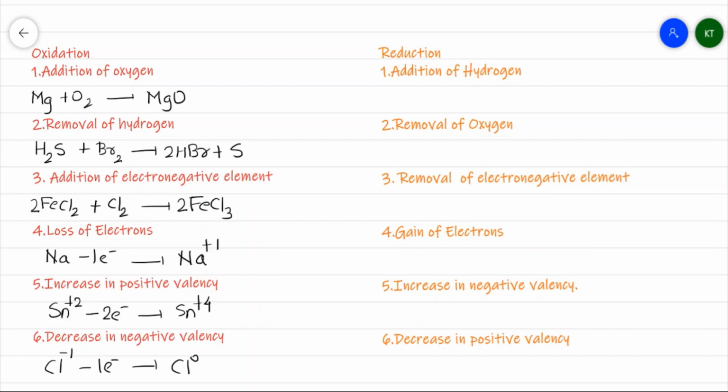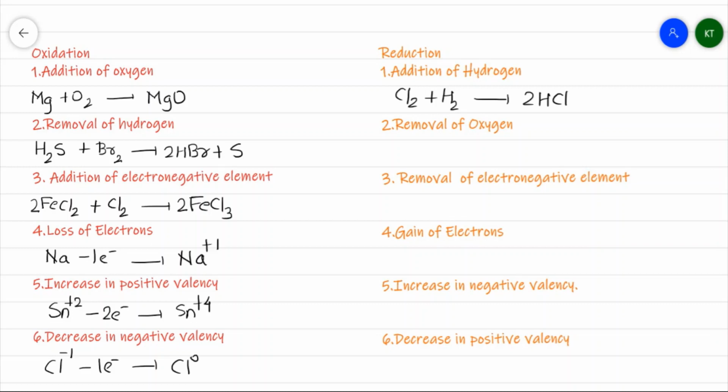Now let us focus on the definitions of reduction. Now, first is addition of hydrogen. So let me have chlorine react with hydrogen gas in order to give me hydrogen chloride. So I say that chlorine gets reduced to chloride. I have added hydrogen to the chlorine in order to give me HCl.